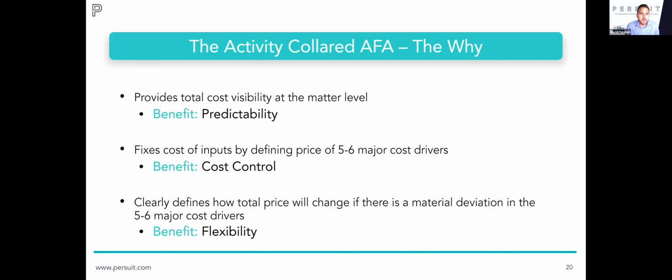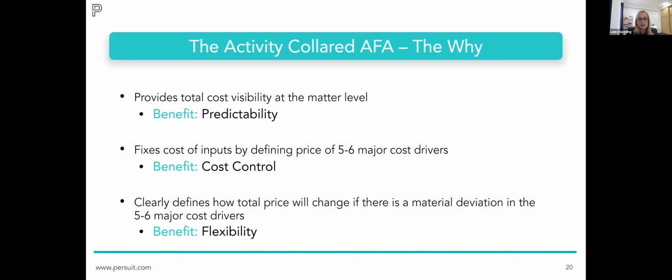That's great. Yeah, so the flexibility. How does this compare to a pure activity-based approach where you're just saying, here's the price for all the inputs? Here's the price for a deposition. Here's the price for a motion to dismiss. Is there a big difference between that approach versus the activity collar, just paying for the activities as they come in?